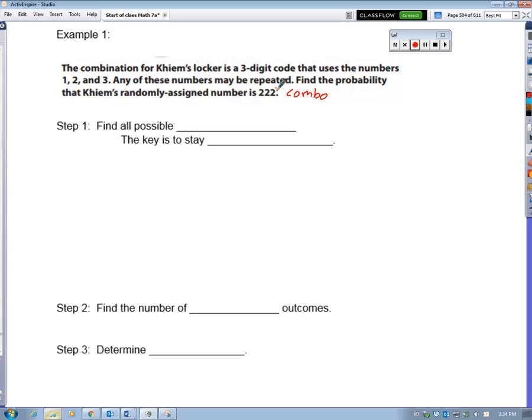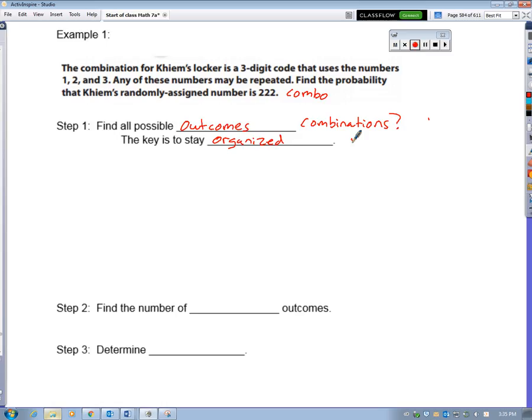So what we need to find, step number 1, is all possible outcomes so that we can predict the probability. We need to know how many different combinations there are for his locker with this 3-digit code. If we're using 1, 2, and 3, and if any of them can be repeated, how many different possible outcomes, how many different combinations do we have? That's what we're going to find out. The key is to stay organized when we're making this list.